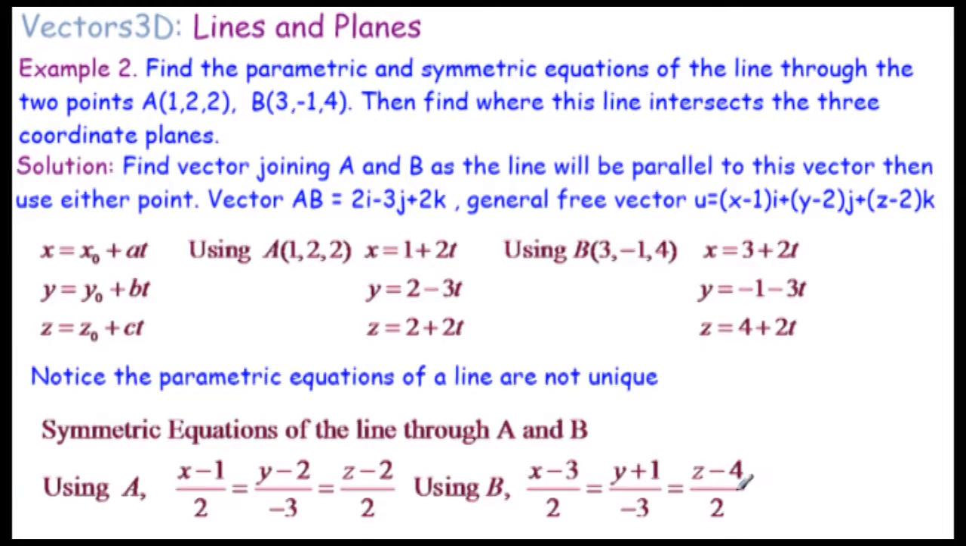Interestingly enough, you'll see here when I show you in GeoGebra, this is the case. So the line actually has 2 equations depending on what point you're using, A or B.